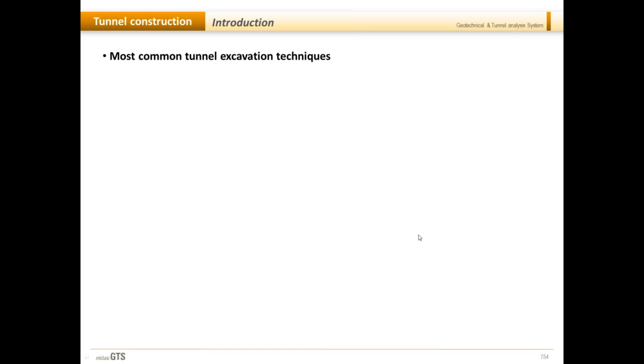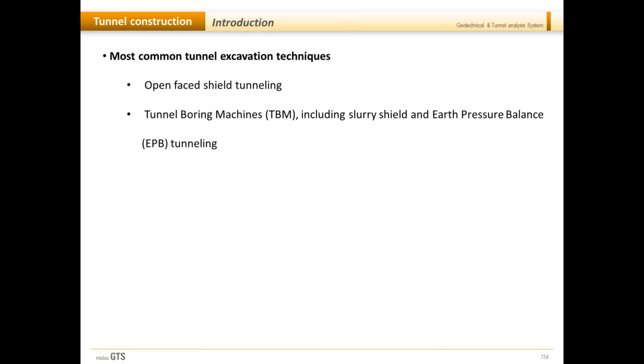So the most common type of tunnel excavation techniques that are available to the engineers are open-faced shield tunneling, tunnel boring machines including slurry shield and earth pressure balance tunneling, and sprayed concrete lining method, which is commonly used for NATM. I'm pretty sure the engineers in the session today are very much familiar with these common tunnel excavation techniques.